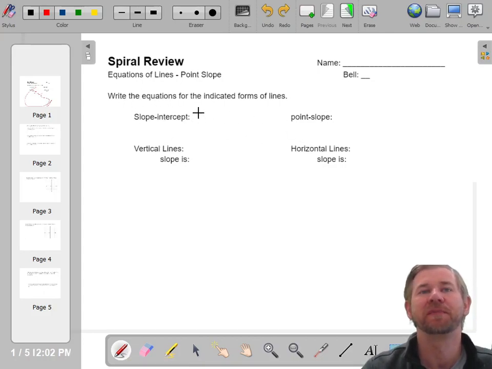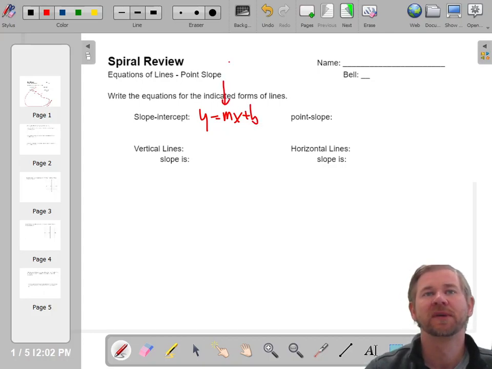So let me remind you, slope-intercept: y equals mx plus b. M is the slope, that's rise over run. B is the y-intercept, so it's always (0, b).